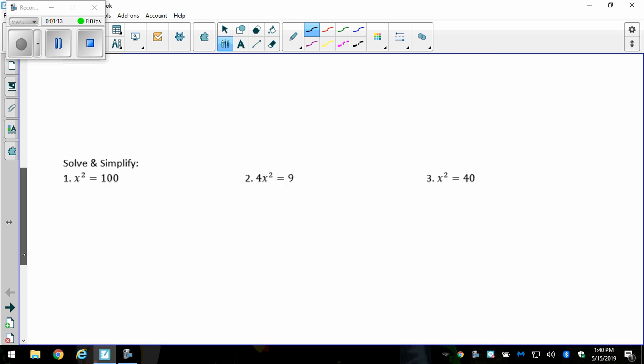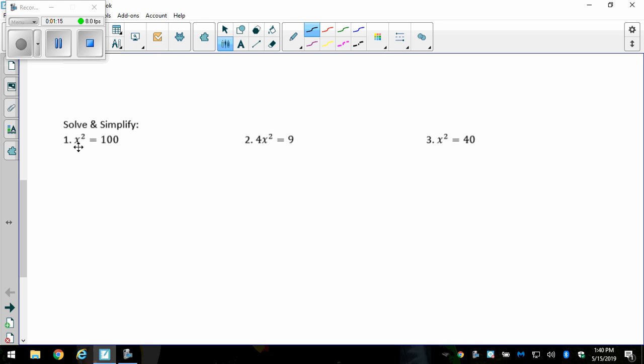Let's go ahead and solve some of these equations. So on this one, in order to solve, we just need to square root each side of this. So x would equal, and when you square root, you need to make sure you put a plus and a minus there. So square root of 100 is 10. And the reason negative 10 works is because if you do negative 10 times negative 10, you would also get a 100.